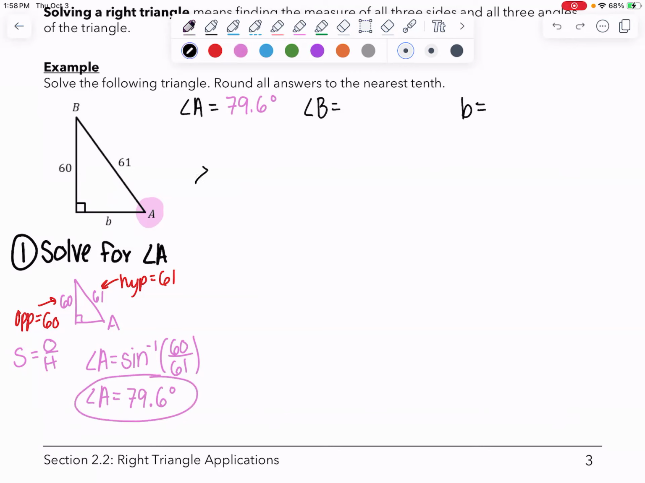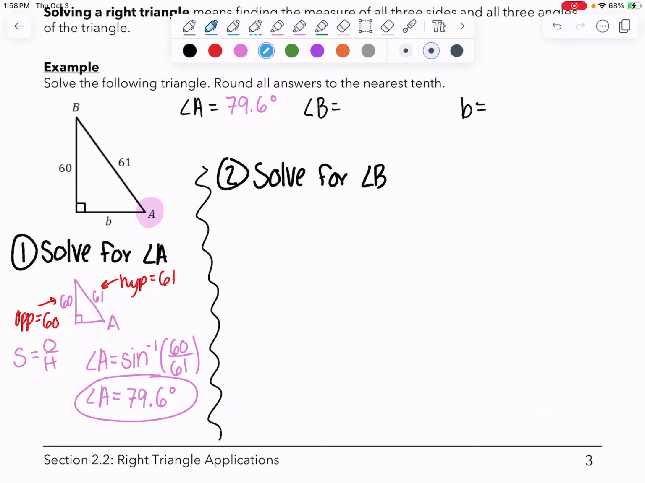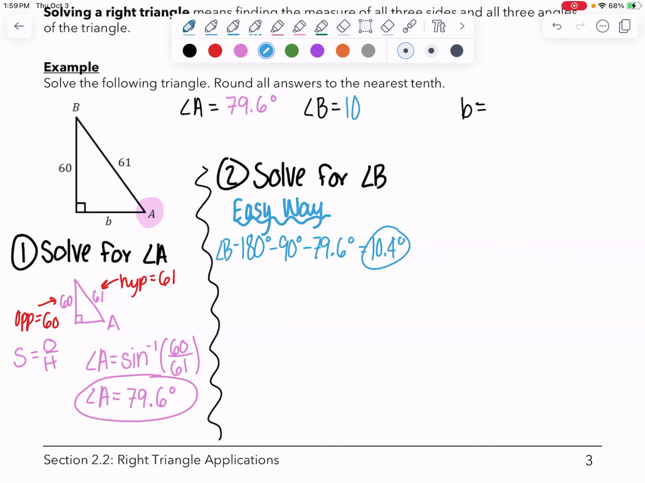Next, solving for B. Here's the thing, you have options on how you do this. There's the easier method. This is the easy way. The easy way is saying, hey, there's 180 degrees in a triangle. We know one of the angles is a 90-degree angle, and angle A was 79.6 degrees. So if you subtract, you should get that angle B is equal to 10.4 degrees, and that is the easy way to do it.